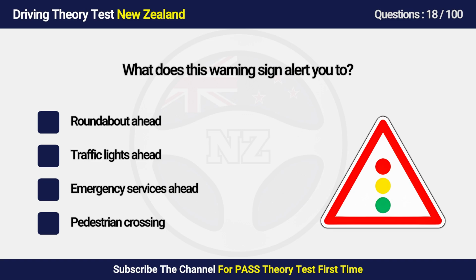A. Roundabout ahead. B. Traffic lights ahead. C. Emergency services ahead. D. Pedestrian crossing.